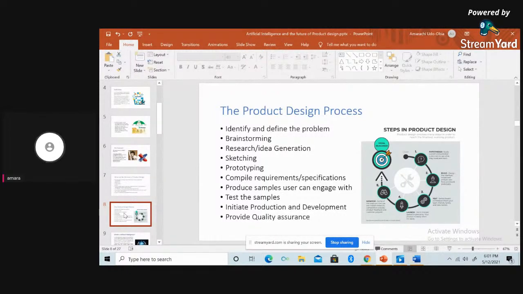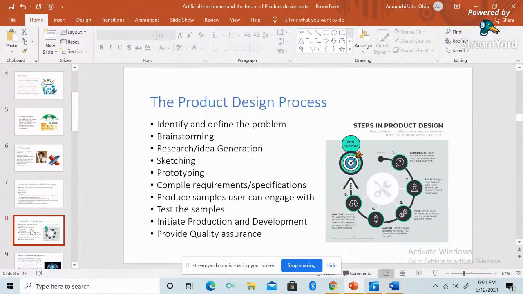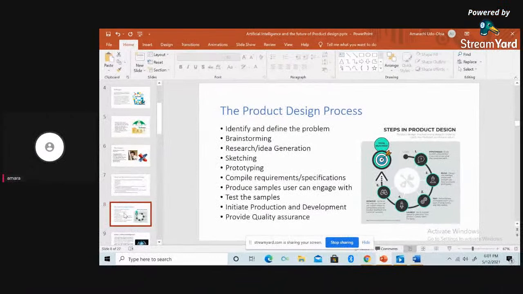And after you brainstorm, you can bring up an idea through the brainstorming section. Okay, you can then research the idea, because even after brainstorming and idea generation, you really should research your idea to get further insights on that. After that, you can do a sketch, just to give yourself a visual idea of what you're talking about, because sometimes an idea could look good, but when you start sketching and try to bring it to life, you may find out that it's not that good. And then after the sketching, you can prototype and compile requirements and specifications.